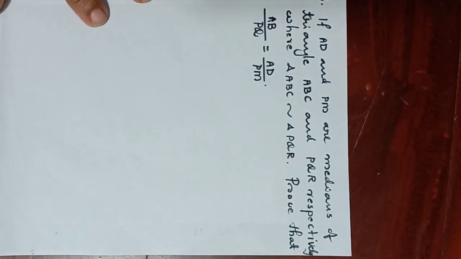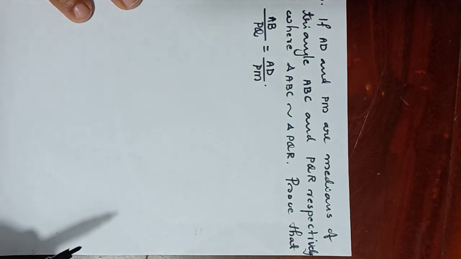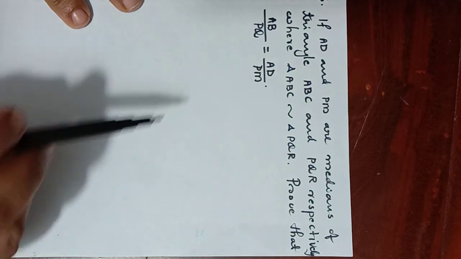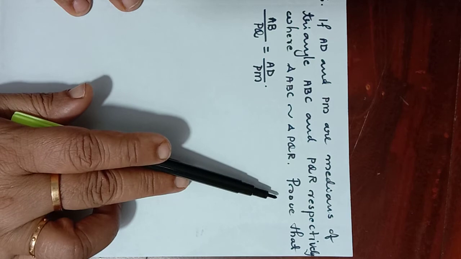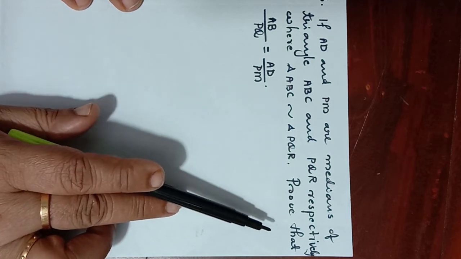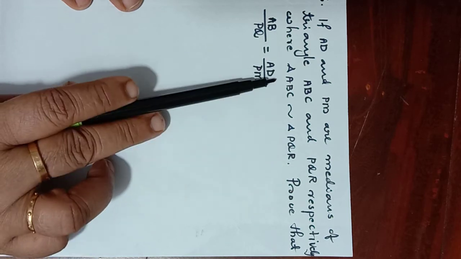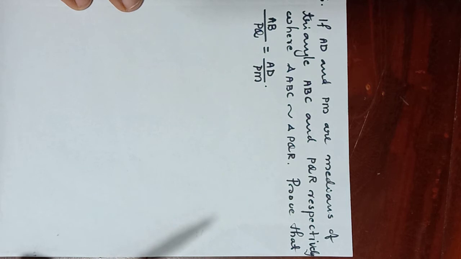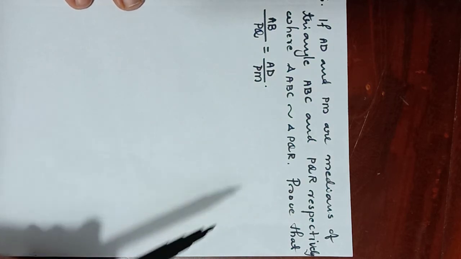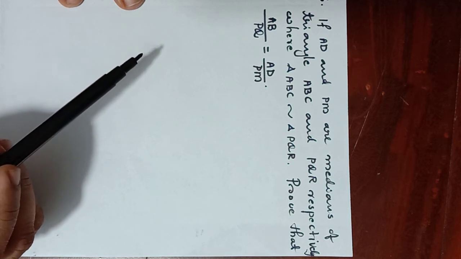Okay children, this is the last question of that exercise. Similar triangles, that portion. So let us see, very simple it is. If AD and PM are medians of triangle ABC and PQR respectively, where triangle ABC is similar to triangle PQR. That is the next clue given. We have to prove that AB by PQ is equal to AD by PM.